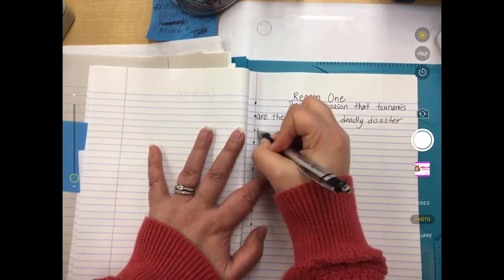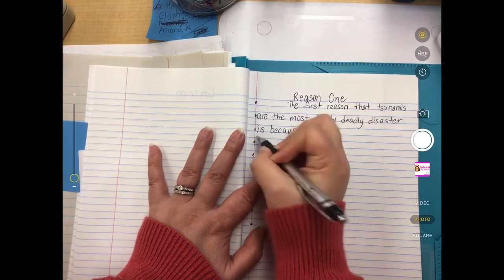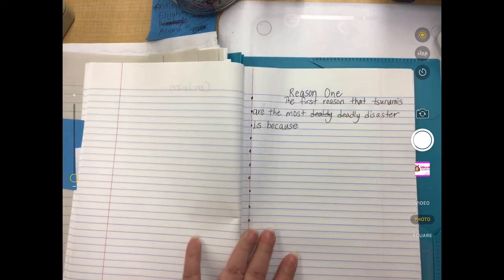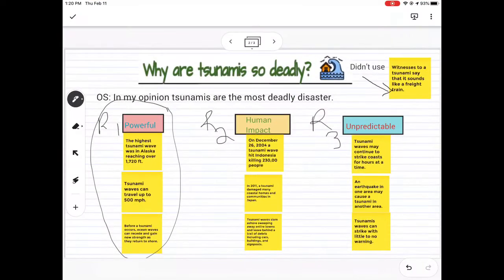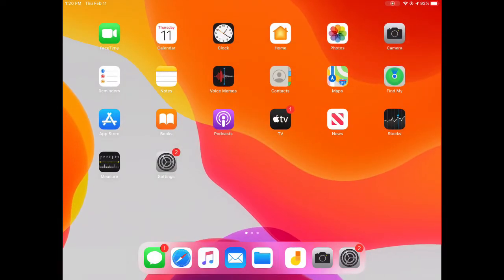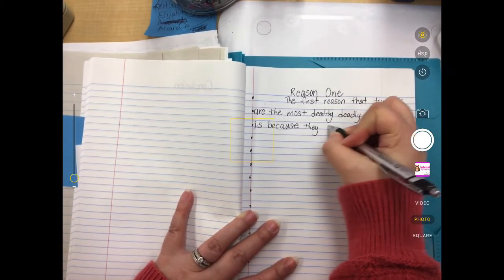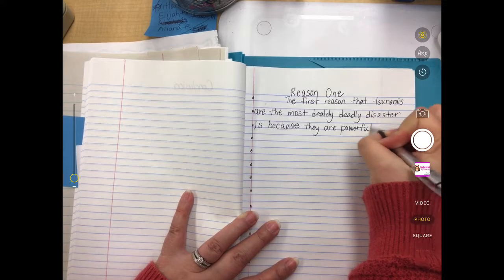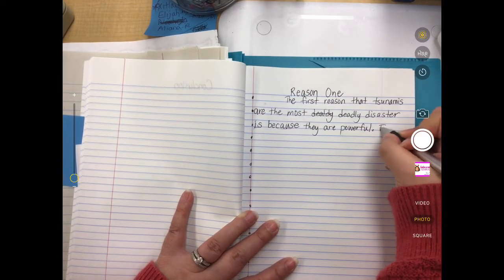And then remember, we used this before, is because. Remember that phrase on the first reason, online shopping is the best, is because you can find specialty items. Remember, we did that last time when we wrote our first opinion essays. So I'm going to go back to my reason 1, powerful, and see, okay, what was my first reason? What was that first piece of evidence? And I see that it is because they are powerful. So my first reason is they are powerful. That's just my first category.